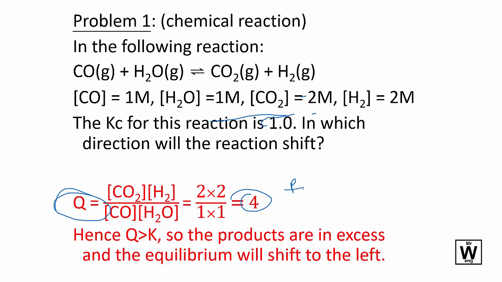And so products over reactants, 4 is larger than 1. And so this means this is too large. And so the products are turning back into reactants. And so the reaction is going to the left.